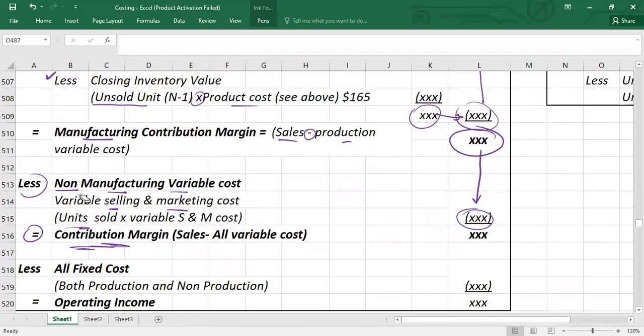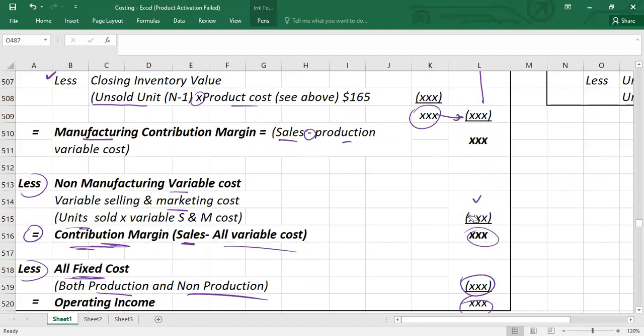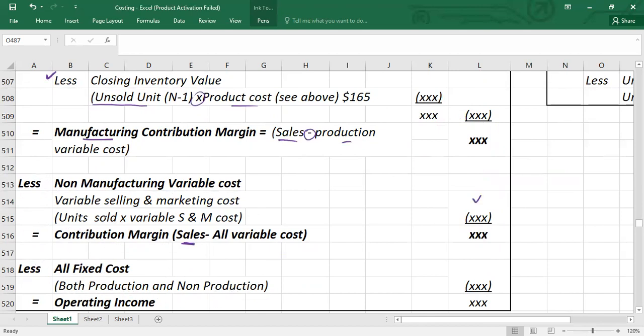And what did I tell you, what is contribution margin? Contribution margin is equal to sale less all variable cost. Okay, guys. Then you have to subtract all fixed cost. By all fixed, I mean it should include both production and non-production, where non-production means selling and administration. Once you subtract, you will reach the operating income. This is how you will prepare the income statement. Okay, guys. You can just repeat it one more time. You can see it by yourself now, because I have explained this.